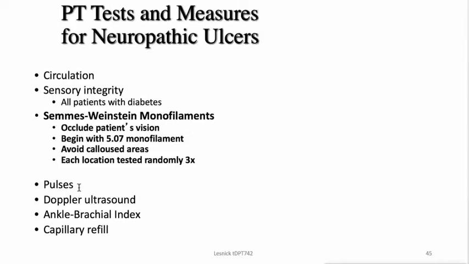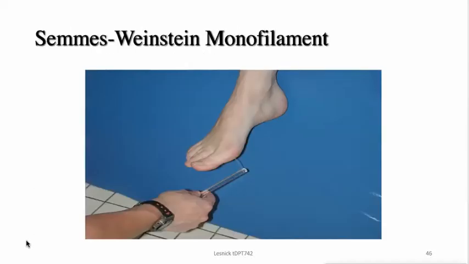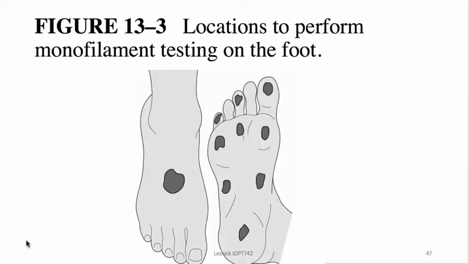You can also test pulses in the distal extremities, do the Doppler ultrasound and the ankle brachial index, and look for capillary refill time. Here's a Semmes-Weinstein monofilament. There are different brands and some of them are smaller than this. These are the locations to test, and most of the monofilaments will show you that.